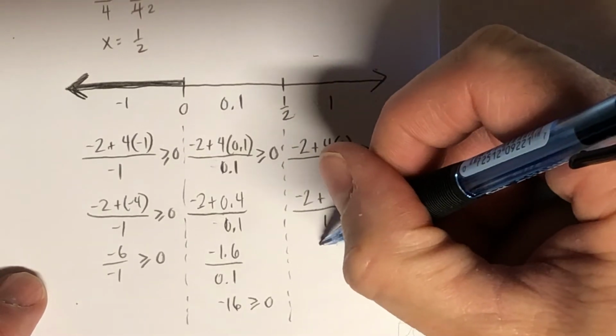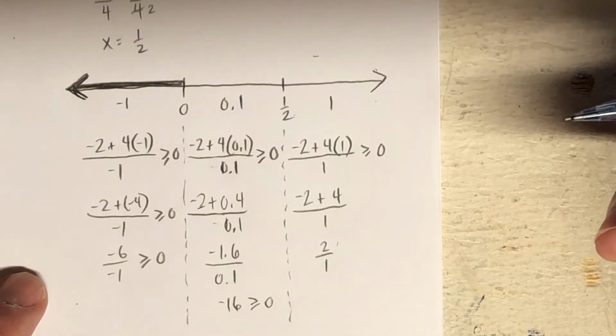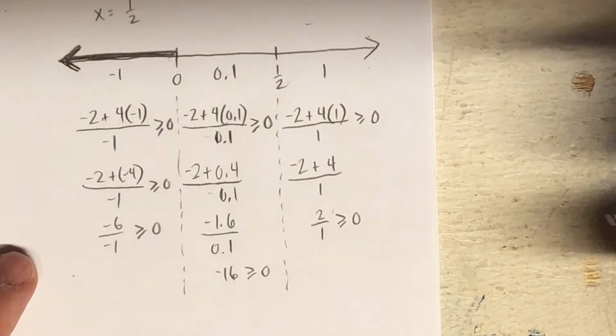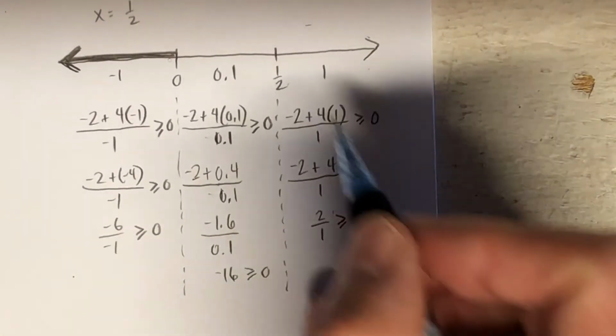And that's going to be equal to 2 on the top. 2 divided by 1, as you guys know, is equal to 2. Is 2 greater than 0? Greater than or equal to 0? Yes, it is, because it's greater than 0. Okay.